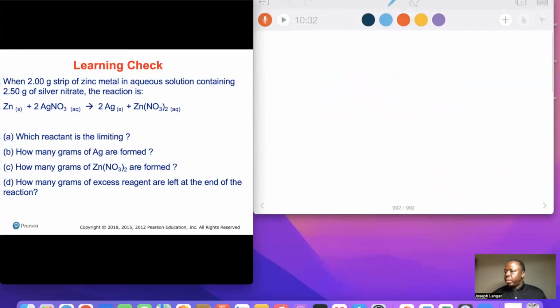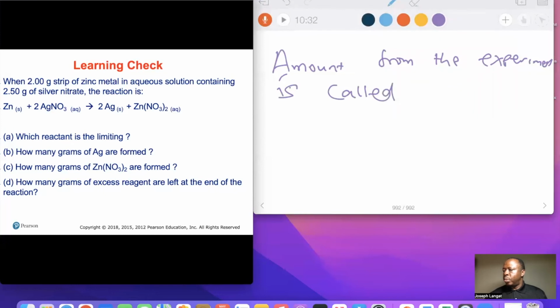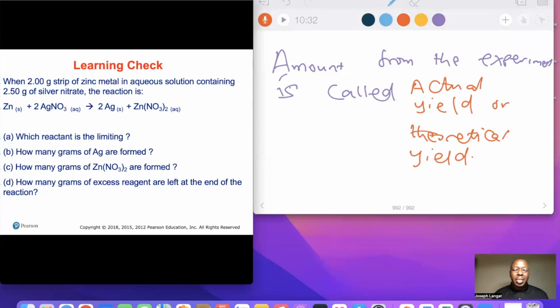And the amount from the experiment is the actual yield, or it differs from the theoretical yield. This is something we will need in determining the percent yield.